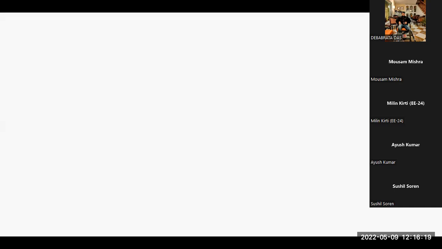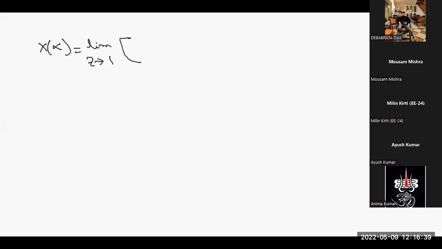Is my whiteboard visible, everyone? Yes, sir. Okay, I have written it again. That is x of infinity, the limit as z tends to 1. You know the final value theorem, this is its mathematical form: (1 minus z inverse) into X(z).